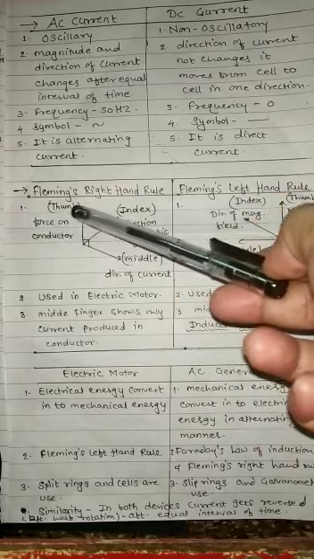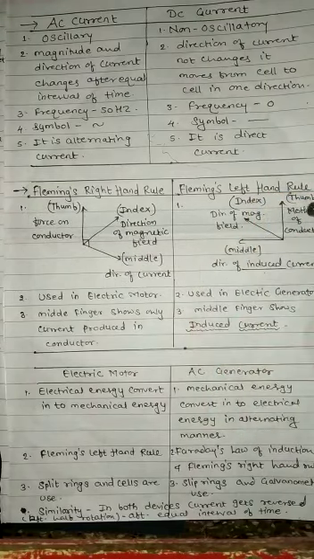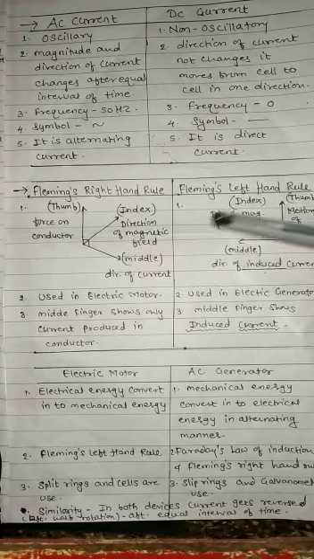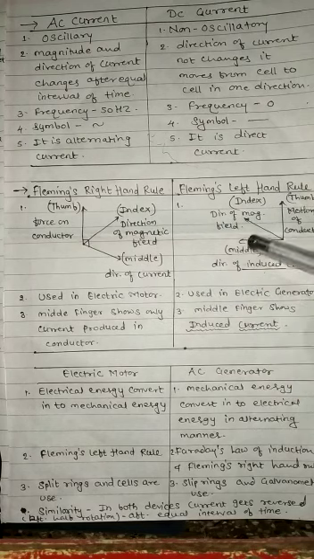See, once again: the thumb shows the force on a conductor. Thumb, motion of a conductor, that is force on a conductor. The index finger shows the direction of the magnetic field, the same in both. The middle finger shows the direction of current. Here the middle finger shows the direction of induced current. You have to write down specially induced current.